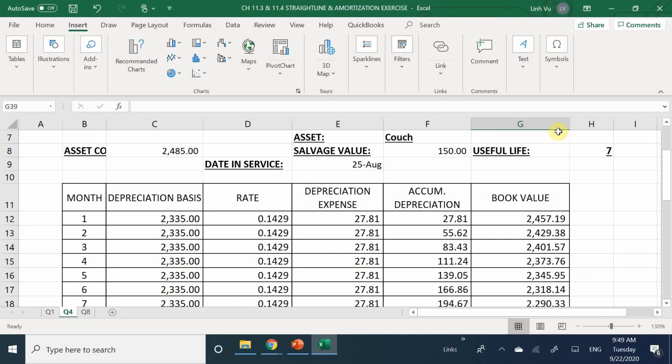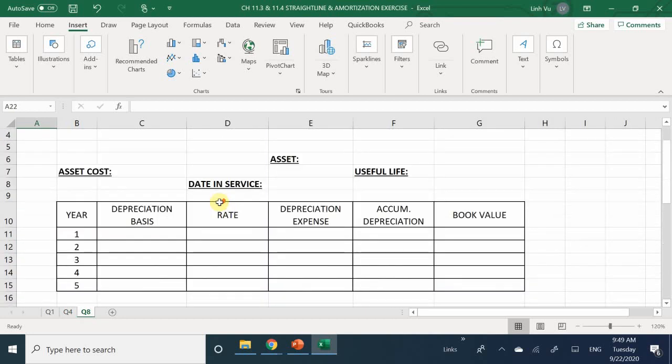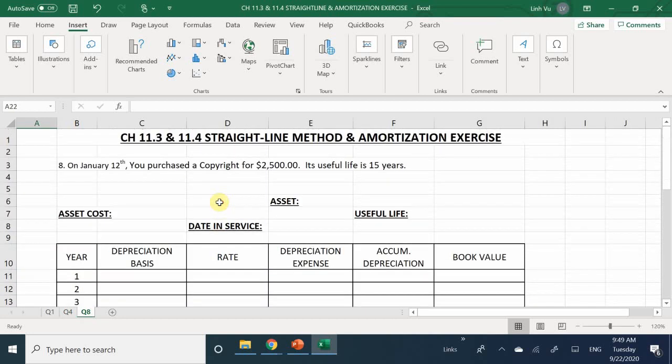All right. Any questions in regards to straight line? No? None so far. Okay, so let's go ahead and complete our last question of the day, which is to do amortization. So in this case, on January 12th, you purchased a copyright for $2,500. Its useful life is 15 years.